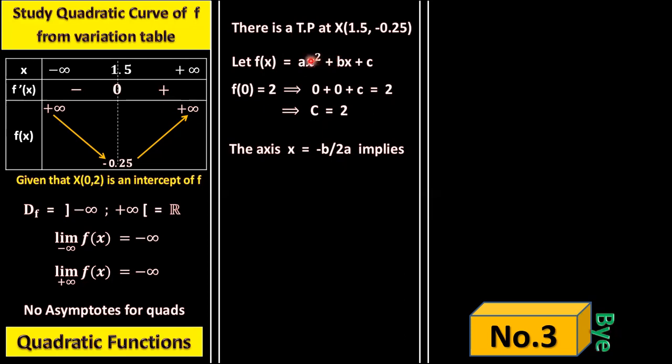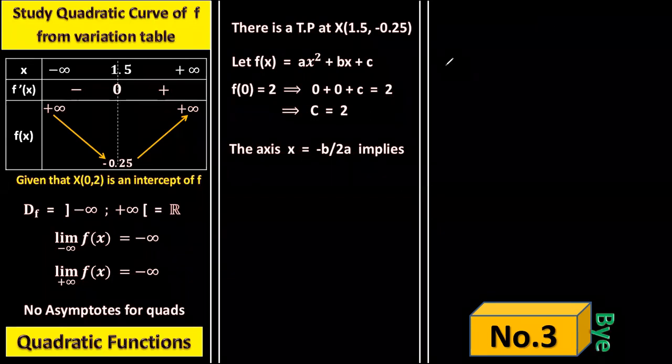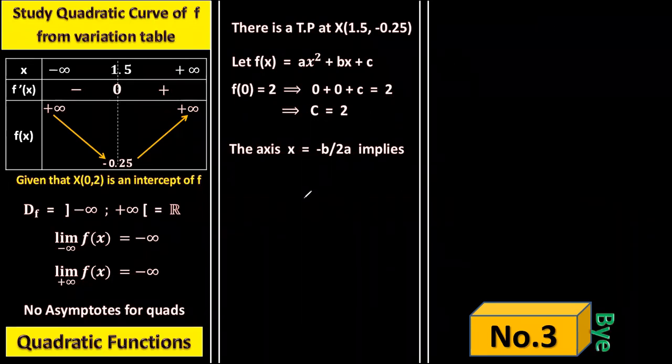And at the turning point, when we equate 2ax plus b, let me just do it here. When we differentiate this general form that we have, we get 2ax plus b. And at turning points, this is equal to 0, right?